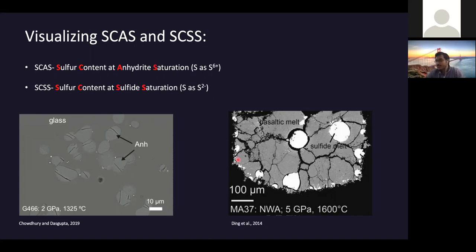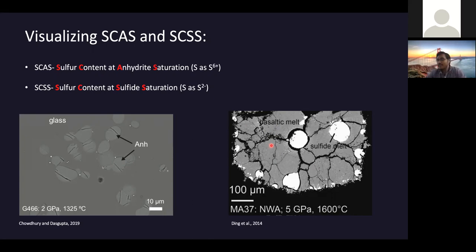However, just the opposite thing happens when sulfide is saturated. The figure on the right shows a melt in which sulfide is present as a phase. So the maximum amount of sulfur this melt can carry in the presence of a sulfide will be called sulfur content at sulfide saturation, or SCSS.